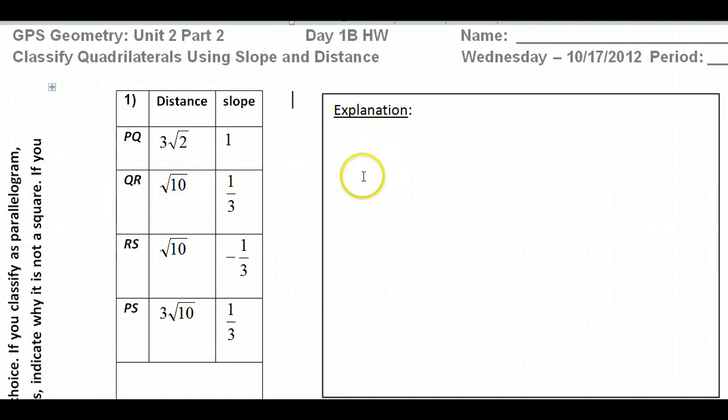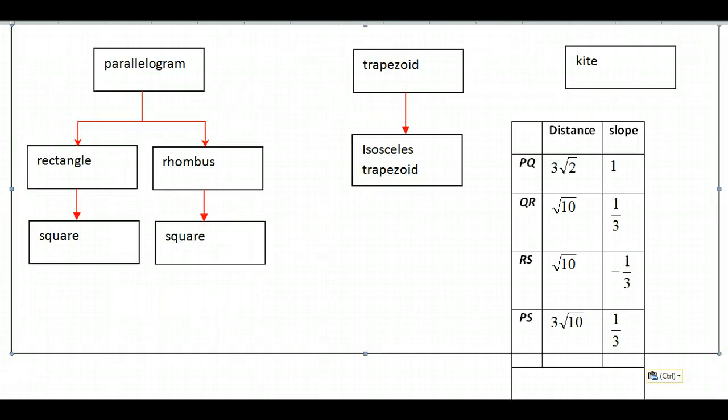But part of your explanation needs to be, look, we're trying to be as specific as possible. So say if you decide that the best classification is parallelogram. In some way, you have to explain to me why it's not a rectangle and it's not a rhombus. So if you say parallelogram, you have to say why you're not going more specific with it. If you say that the best classification is a trapezoid, you need to explain to me why it's not an isosceles trapezoid. All right? If you decide it's a kite, you don't have to say why it's not something else.